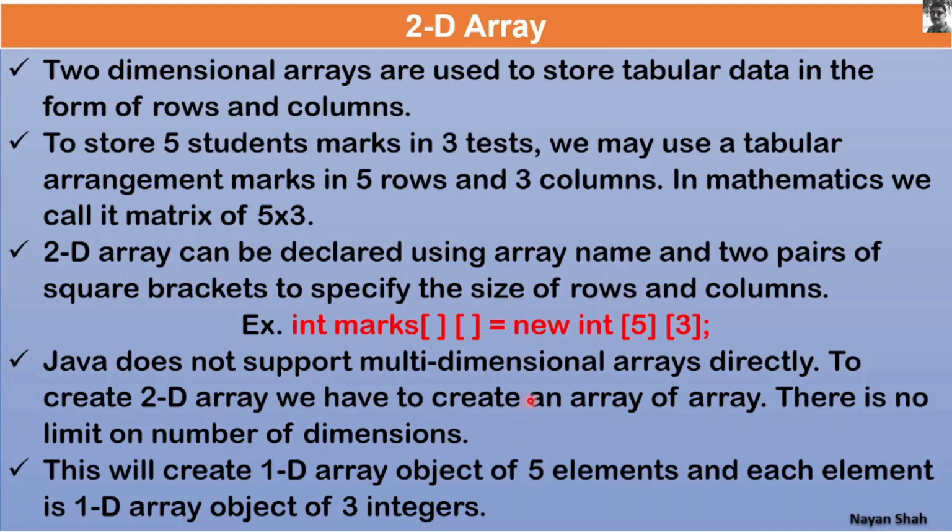Java does not support multi-dimensional arrays directly, but what we can do in Java is create a 1-dimensional array with each row having a different number of elements. So it's an array of arrays. You can say in Java, a 2-dimensional array is an array of arrays, and there is no limit on how many dimensions you can create. So it will create a 1-dimensional array of 5 elements, and then each element is again another 1-dimensional array object of 3 integers. So that is this 5 by 3.